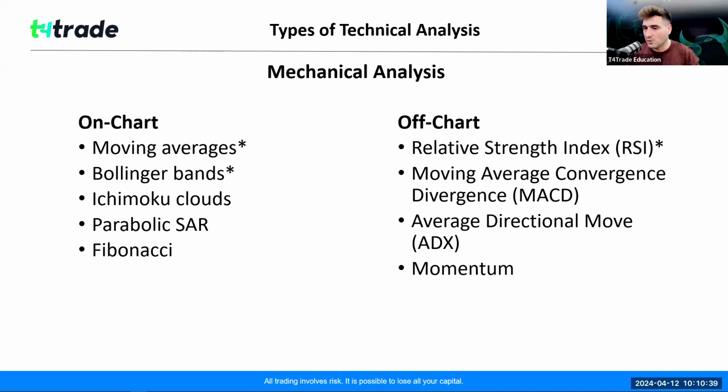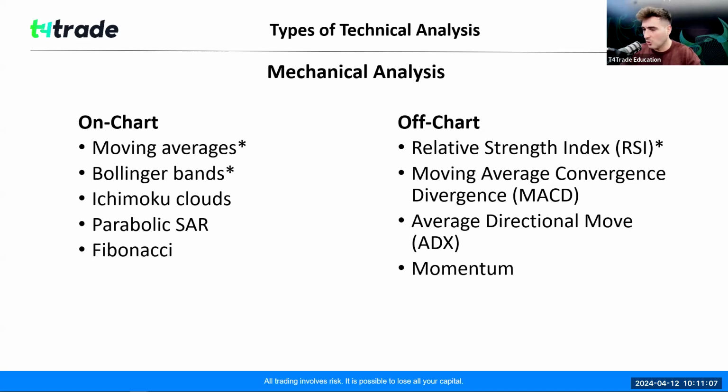Ichimoku clouds also go on top. Parabolic SAR, again, same thing, and Fibonacci. So all these go on top of price action, whereas we have mechanical analysis, technical indicators that go off the chart. Primarily, they're all oscillators, and some of them are, for example, the relative strength index, moving average convergence and divergence, topics we have covered in the past. The ADX, average directional move and momentum, amongst many others.